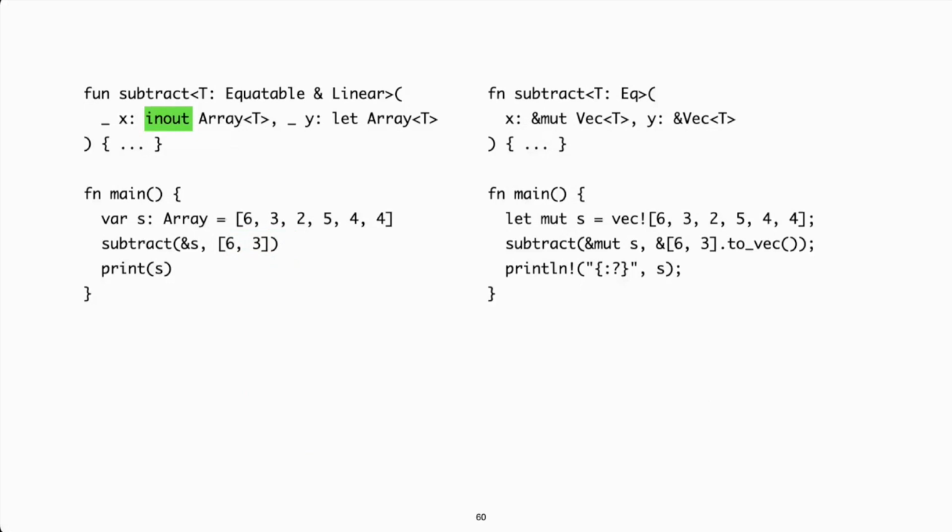Now the in-out convention is another one. We saw sink, let, and the third one is in-out. It denotes in-place mutation. So here the first parameter is taken in-out, and this version of subtract is the one with the references that we had in C++, right? The one that caused all the troubles in C++.